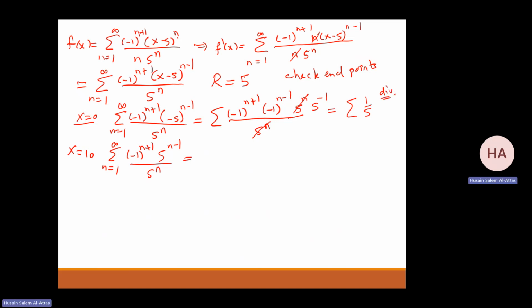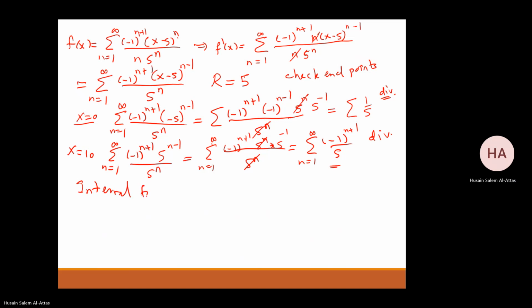Okay, the limit will not equal 0. The same thing here. I have the summation from n equals 1 to infinity of minus 1 to the power n plus 1 times 5 to the power n times 5 to the power minus 1 over 5 to the power n. This is cancelled. So for sure, the limit does not equal 0. For sure, the limit of this will be either 1 over 5 or minus 1. So the limit does not exist, so it will diverge. So the interval for f prime is 0 to 10.